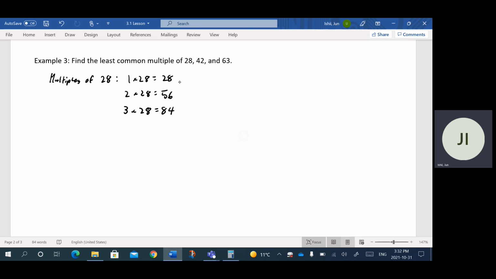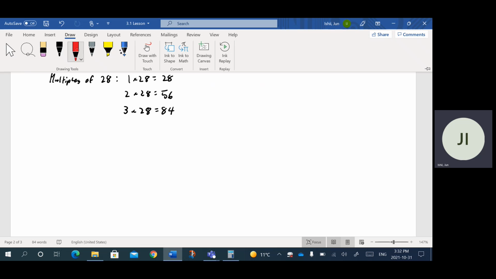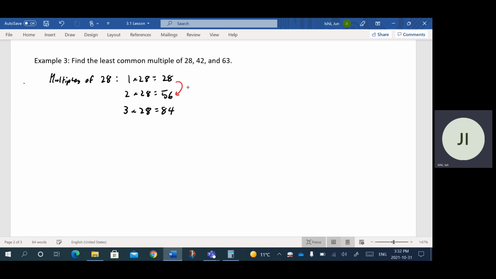What you'll notice is that to go from one multiple to the next, you're just adding the number itself. From 28 to 56, you add 28. To get 84, you add 28, and so on. We could keep listing the multiples of 28, then the multiples of 42 and 63, and find the first one that shows up in all the lists. That is the least common multiple.